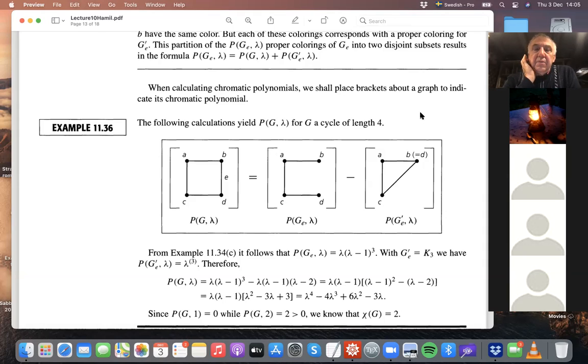Let's see. Here we are calculating, for example, the chromatic polynomial of the square, and we are saying that this should be the difference between this graph and that graph. And now the claim is that this thing has its chromatic polynomial lambda times lambda minus 3. Why is that?